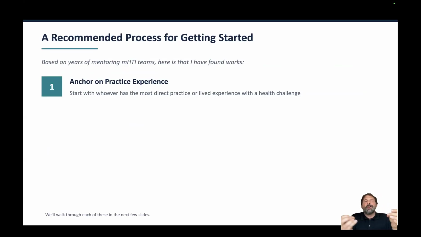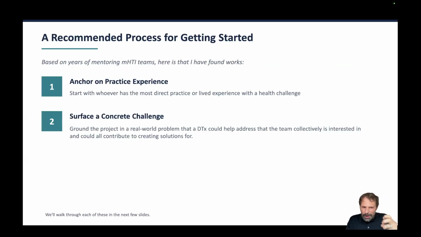And then you start tuning into, okay, who has the best grasp in your team of a real world challenge that you could all feel that you could contribute to? And then from that, try to really dig in, make it as concrete as possible so everyone can see the real world challenges, the barriers, but maybe also the assets and strengths you could leverage.